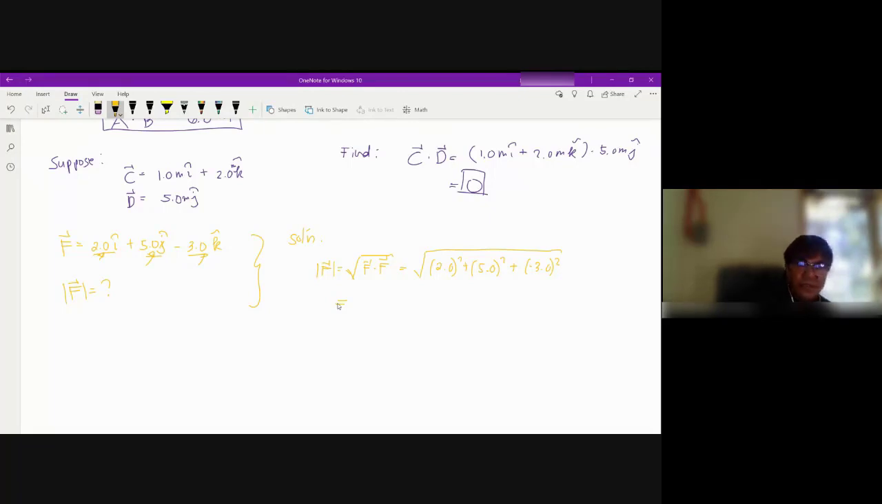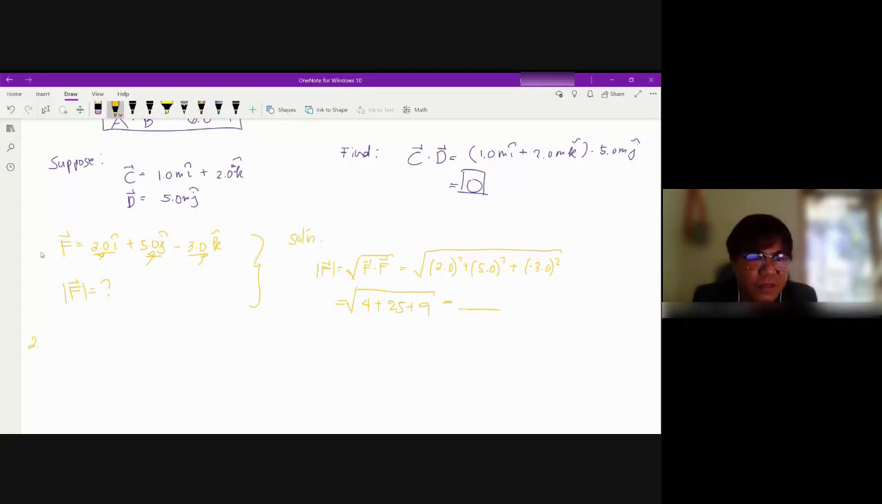Diba? So, imura din na i-solve na siya class. So, marara na siya. 4 plus 25 plus 9. So, imura na lang, yeah. So, that would be the magnitude. So, imura na i-solve. Now, napoy operations like this.